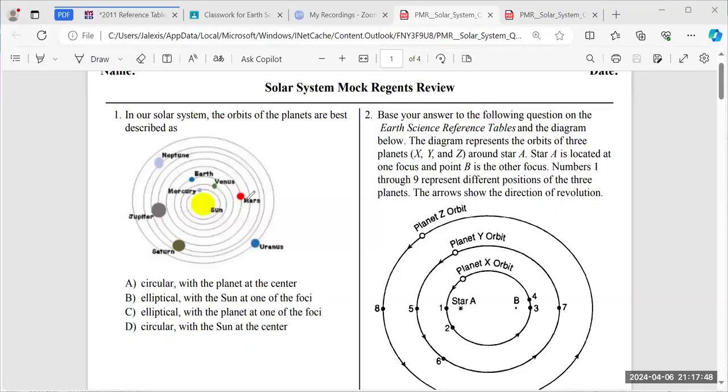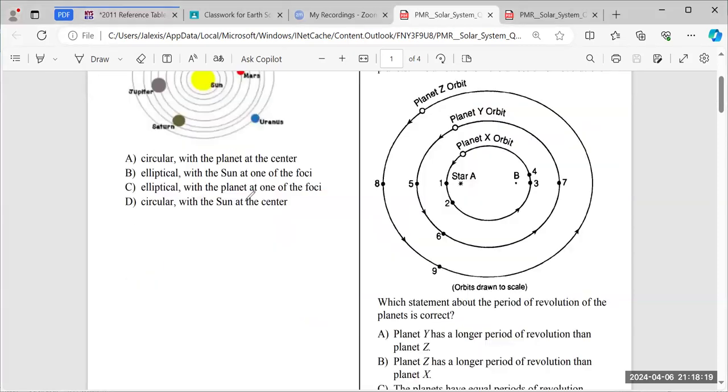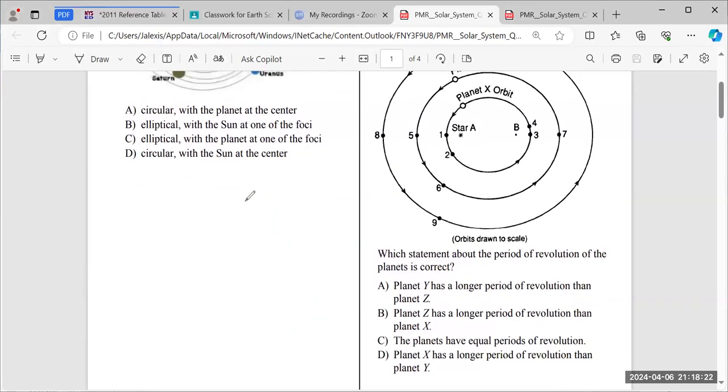All right, number two says, base your answers to the following question on the Earth science reference tables and the diagram below. The diagram represents the orbits of three planets X, Y, and Z around star A. Star A is located at one focus point and point B is the other focus point. Numbers 1 through 9 represent different positions of the three planets. The arrows show the direction of revolution. Which statement about the period of revolution of the planets is correct?